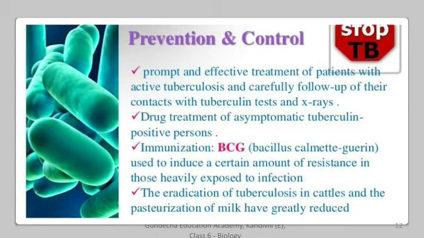Prevention and control of tuberculosis: prompt and effective treatment of patients with active tuberculosis and careful follow up of their contacts with tuberculin test and x-rays. Drug treatment of asymptomatic tuberculin positive persons, then immunization, and the eradication of tuberculosis in cattle and the pasteurization of milk has greatly reduced it.